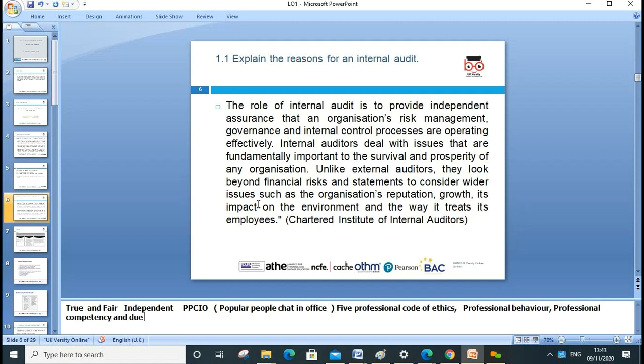Competency and due care means up to date knowledge. We discussed confidentiality, integrity, and objectivity. So independent means you do not compromise anything.